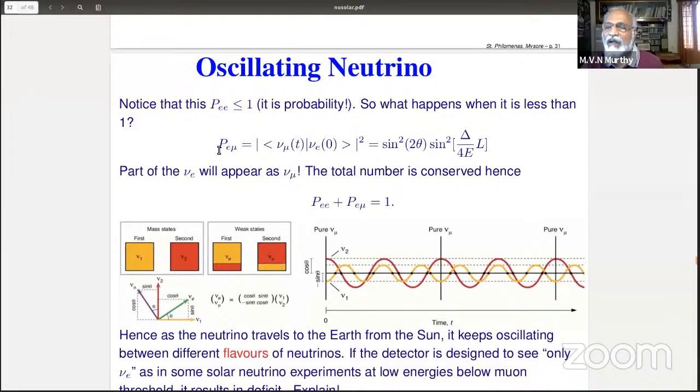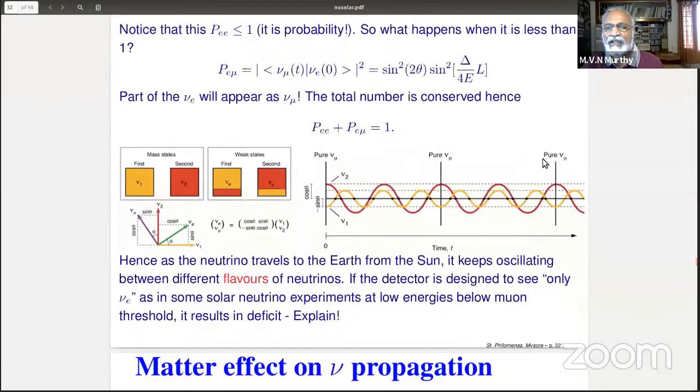So this is the oscillation probability. It's called oscillation probability because although this term is a constant, this term is a sine squared delta by 4E times L. It keeps oscillating because sine is an oscillating term and sine squared is also an oscillating function. So part of nu E, therefore, if this probability is less than 1, will appear as nu mu.